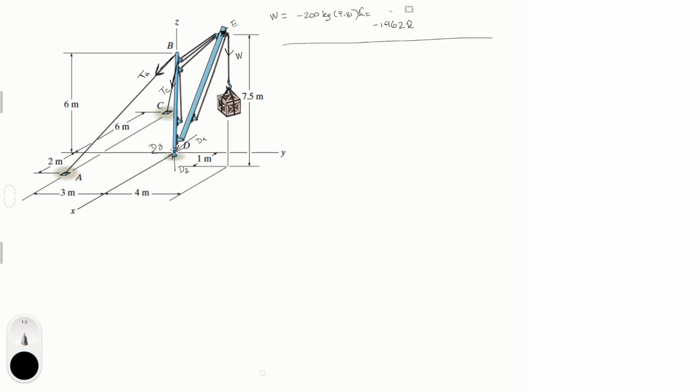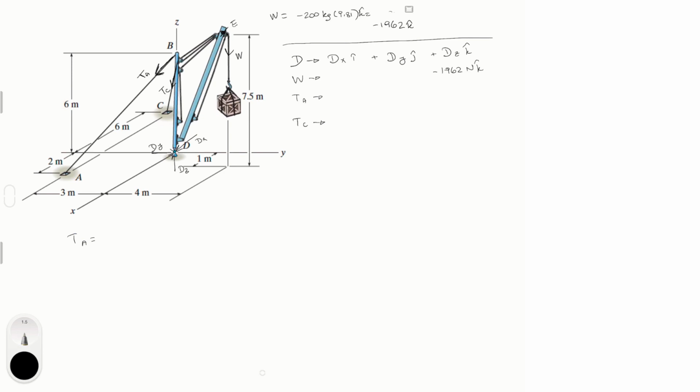The first thing that you want to do is write down all the forces. So let's start writing the forces at D. And the forces at D are dx in the I plus dy in the j plus dz in the k. Then let's write the force of the weight, which is only negative 1962 newtons in the k. Then we have tension at A and then tension at C. Now we need to figure out tension at A and tension at C, and that's kind of simple.